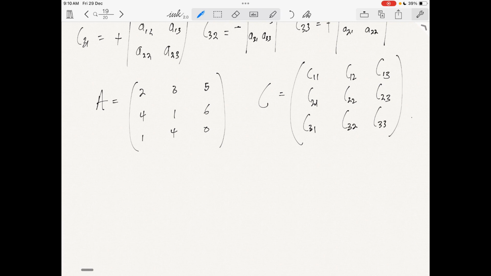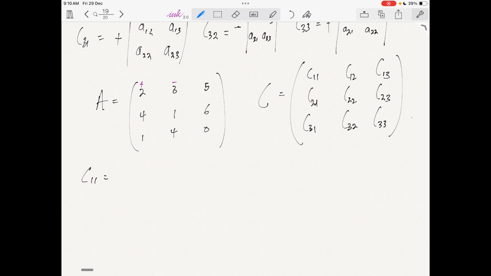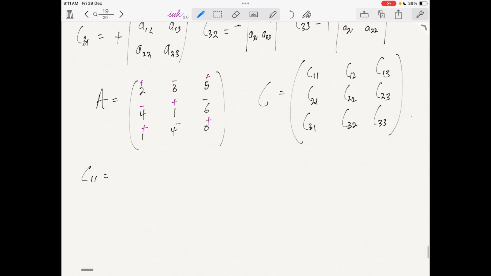Now, let's evaluate the cofactors of this matrix. Let's start with C11. Now remember the sign format. Let's have the sign format written in this column. Remember it is plus, minus, plus, and minus, plus, minus, and plus, minus, plus. So to evaluate C11.